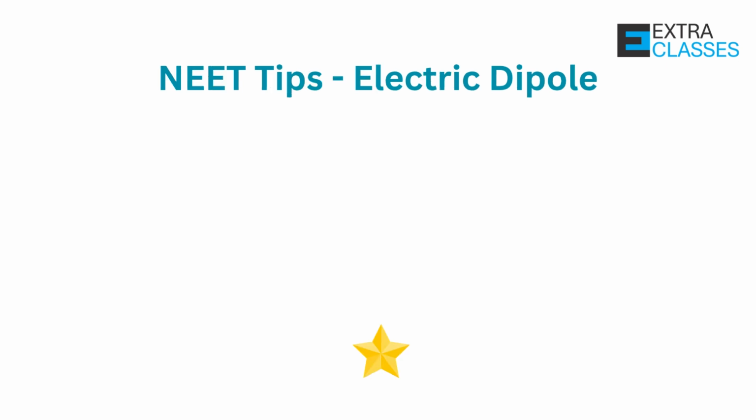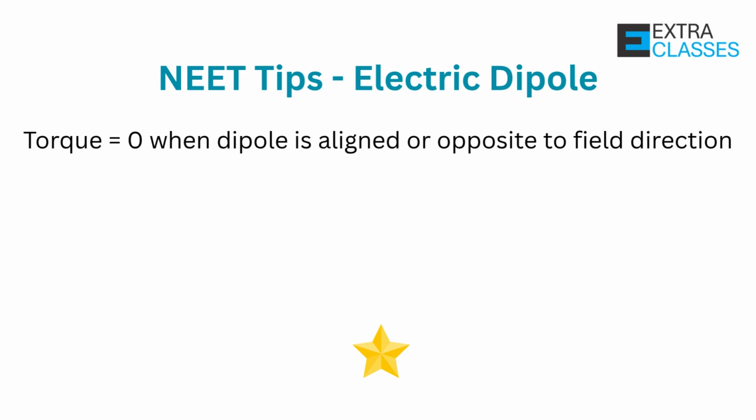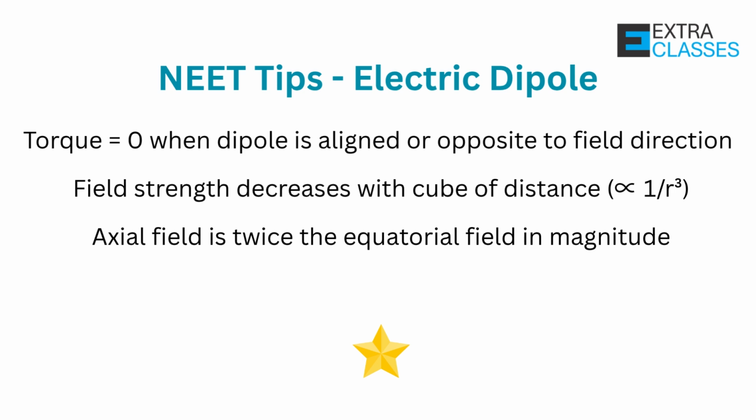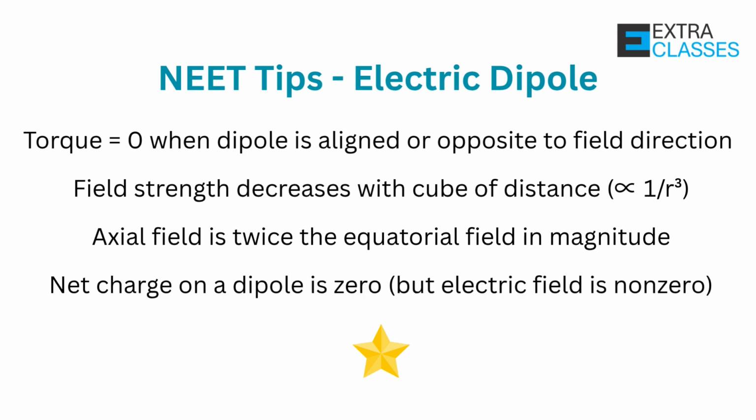Here are a few neat tips to remember. Torque is equal to 0 when the dipole is aligned or opposite to the field direction. Field strength decreases with the cube of distance. The axial field is twice the equatorial field in magnitude. The net charge on a dipole is 0, but the electric field is non-zero.